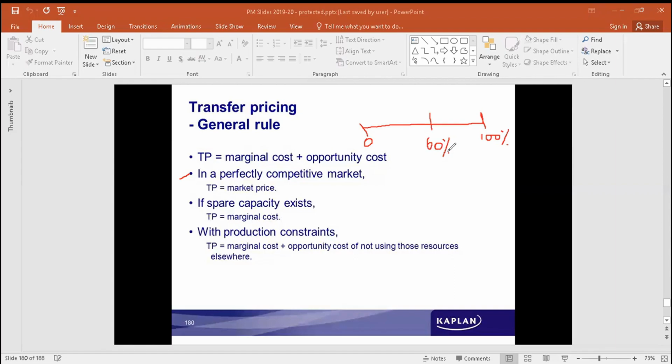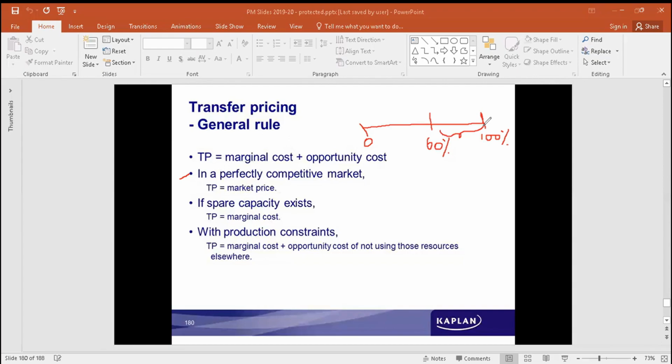Now with this unutilized or spare capacity, if they want to produce additional products and supply them to the internal department, then only the variable cost will be incurred. So the transfer price can be as low as the variable cost. If they can recover the variable cost, that is sufficient. They would be able to accommodate the other department. So anything like variable cost plus a profit margin could be the transfer price.